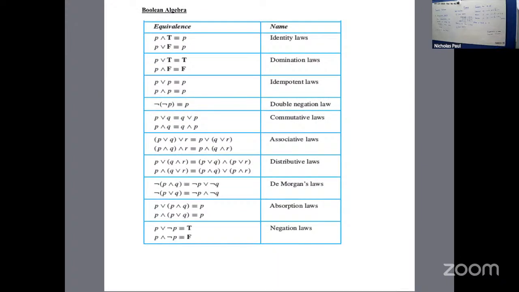I want you to remember the distributive law. So the distributive law kind of shows you how to expand things out. So you have P or, you multiply that by Q and then you multiply it by R. And you will get those two parts there. And then in the middle is the AND. All right?